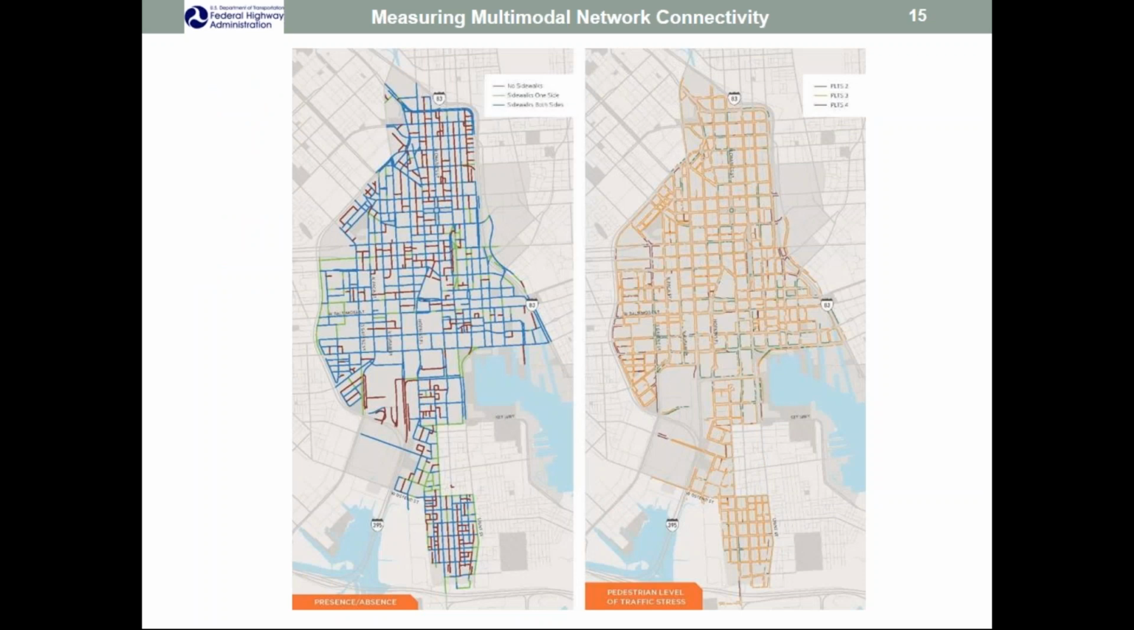Here you can see purely the presence and absence of sidewalk on the left-hand side. Things look pretty good. And then on the right-hand side, we used a pedestrian level of traffic stress model developed by the Oregon Department of Transportation, which focuses more on accessibility for people with mobility impairments. And what you can see is there are definitely places where mobility can be improved.